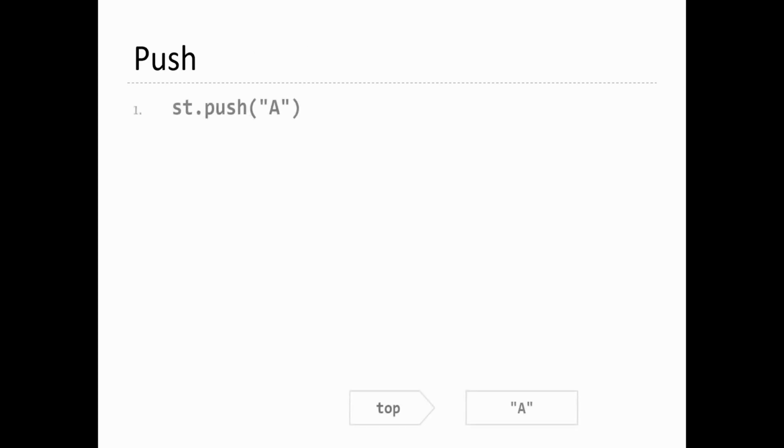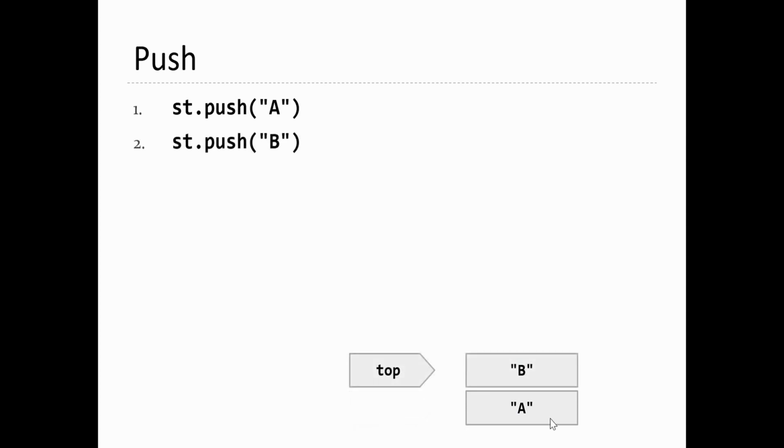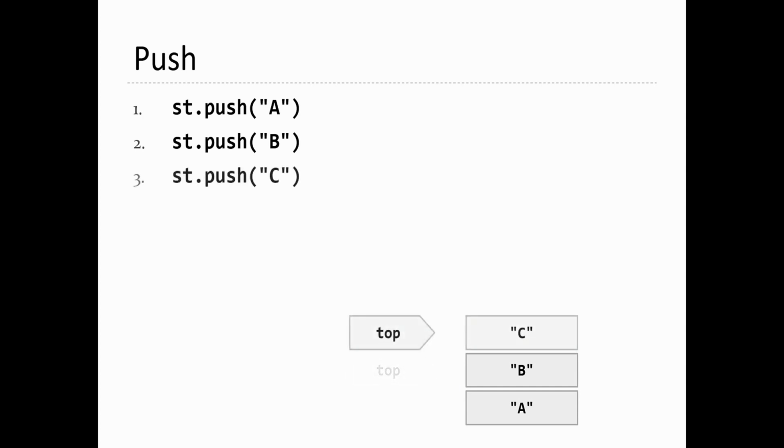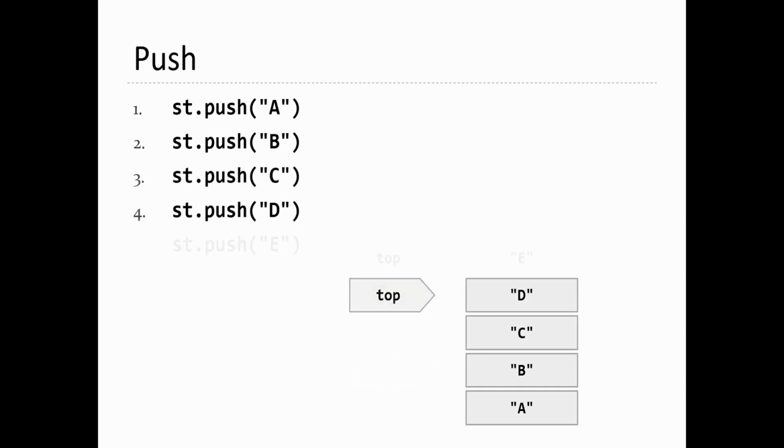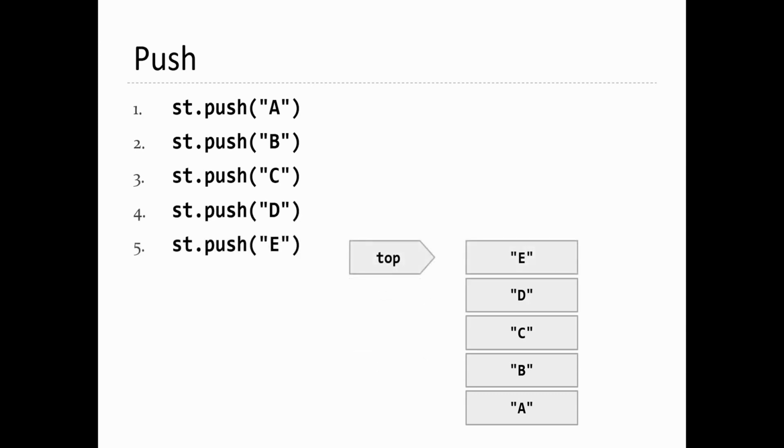Right, so push, to illustrate. We start out with an empty stack. If I push an element onto an empty stack, so this is a stack of strings, you end up with a stack that has one element. And the top of that stack is that element that we just pushed onto the stack. If I push another element onto the stack, we now have two elements in the stack, and the B is now the top of the stack. And so on, and so on. So now we have a stack of 5 elements.